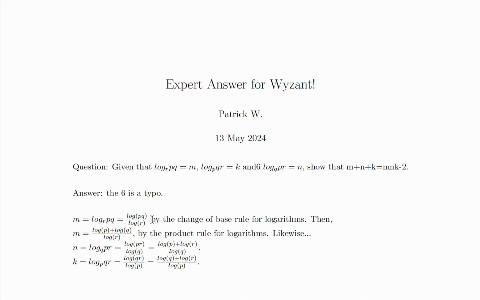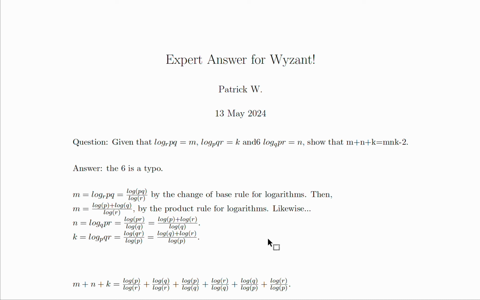Now we can use the product rule for logarithms because we have log of p times q. And by the product rule, we can make this log of p plus log of q. So now, m equals log of p plus log of q over log of r. And likewise, we can do the exact same thing for n, change of base rule, and then the product rule for logarithms, and the same thing for k.